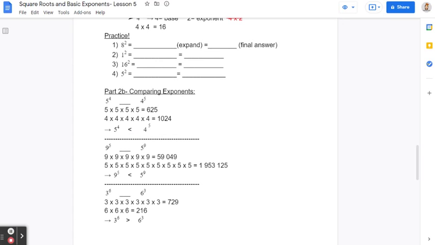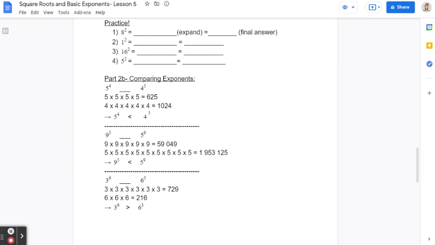Next is 9 to the power of 5 versus 5 to the power of 9. So we're going to take 9 multiplied by itself 5 times. It's going to be 59,049. And we're going to take 5 multiplied by itself 9 times, and it's going to be 1,953,125. And so which one's bigger? Obviously the second one. So 9 to the power of 5 is less than 5 to the power of 9.